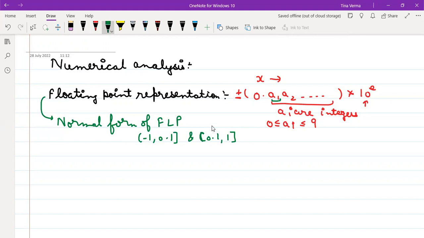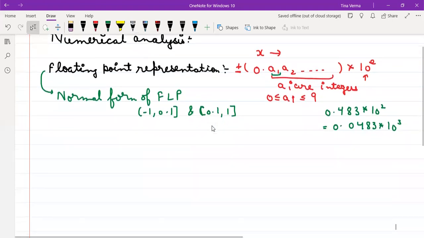And we have done 2 or 3 remarks: the floating point representation of a number is not unique. You can represent the number as 0.483 into 10 raised to the power 2. This is one way. You can also write this number as 0.0483 into 10 raised to the power 3. So floating point representation is not unique. Is it clear? Any doubt till here? In every lecture, I'll give you a quick review of what we have done in the last lecture so that you can correlate it with what we are going to do now.